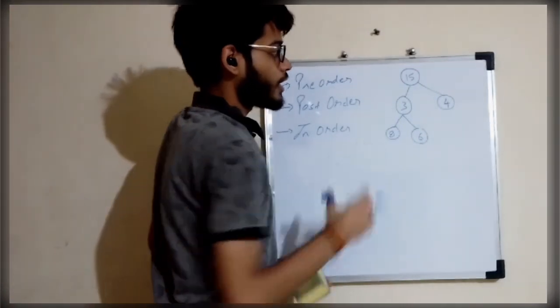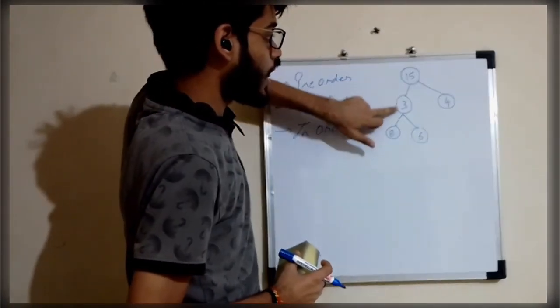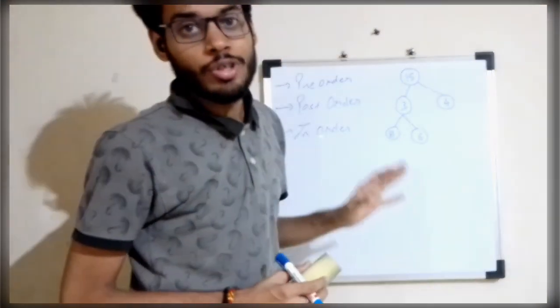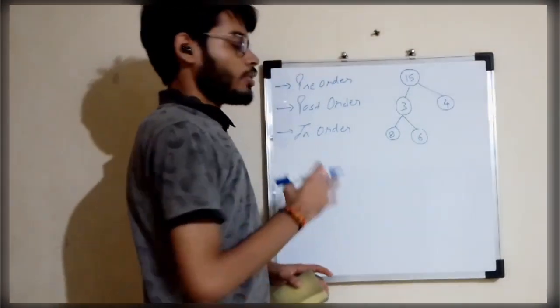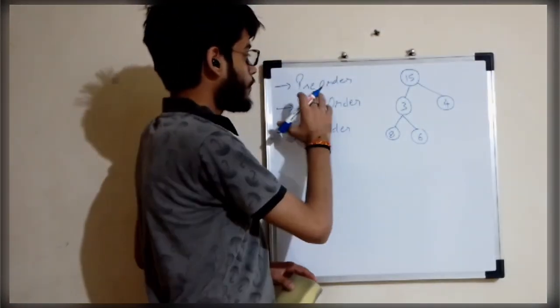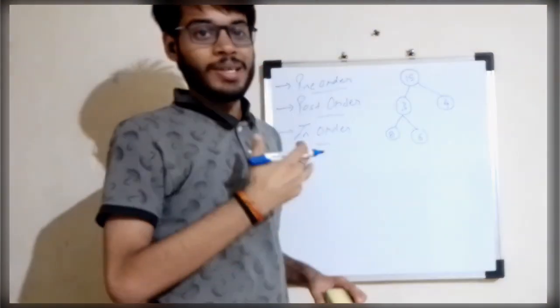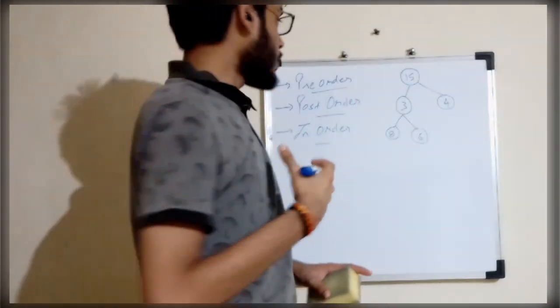Traversing this tree means I am going to 15 and then printing 15, and I am going to 3, then printing 3. The same I am doing for all the nodes of the tree. So this is the process of traversal. We can do this by following three traversal techniques, which are the pre-order technique, post-order technique, and in-order technique. So what is this?